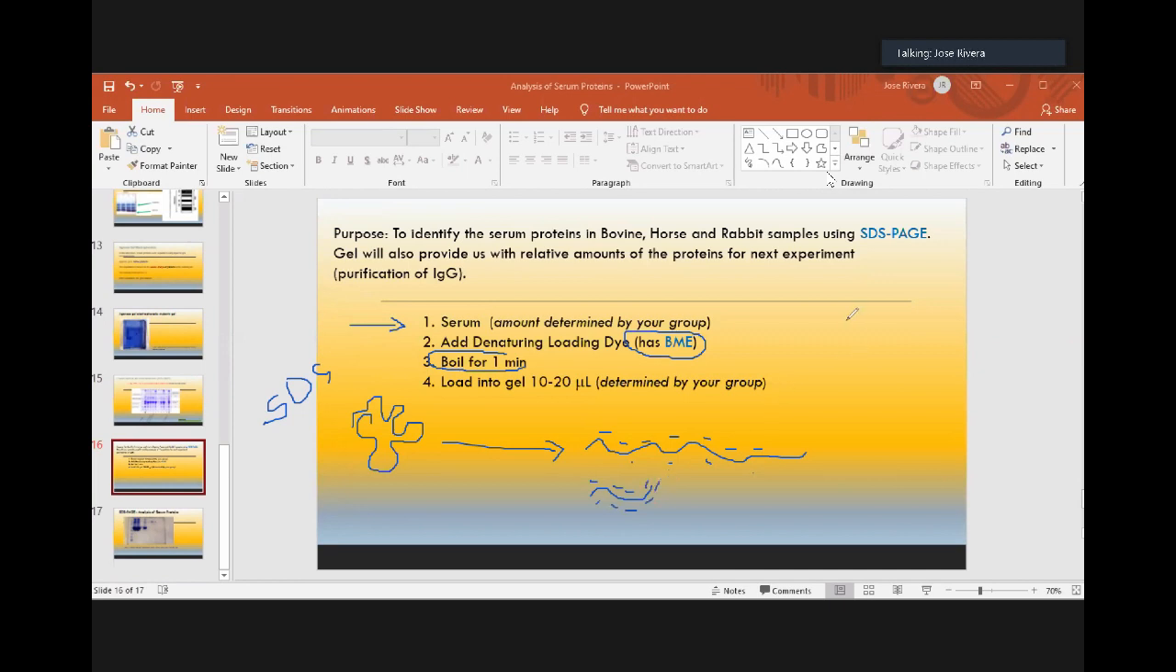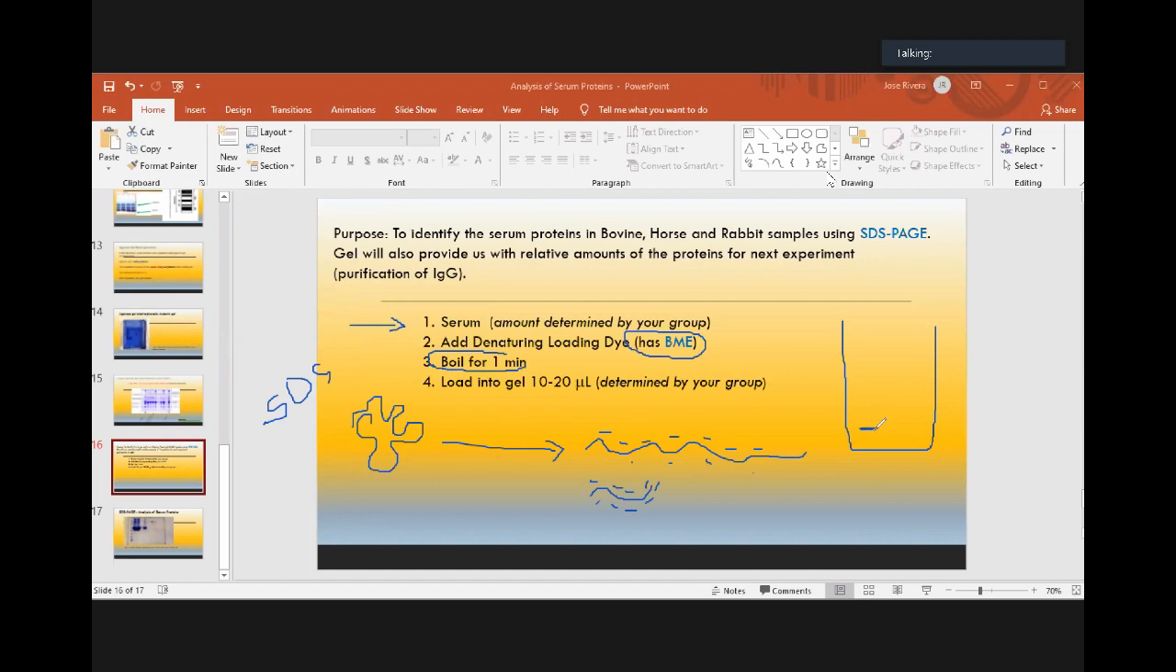So when you run an SDS gel, the little one here is going to migrate much faster. So this is the little one. This is the big one here. The big one is going to migrate much slower. So this is the little, this is the big. Okay, so remember here you're running by molecular weight.